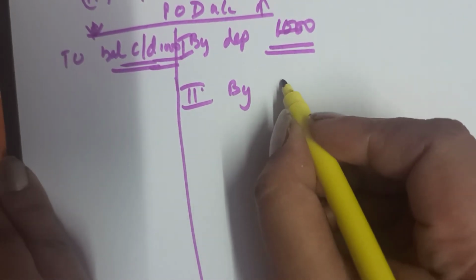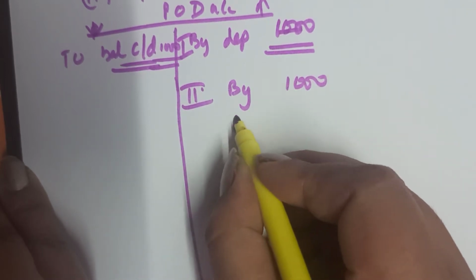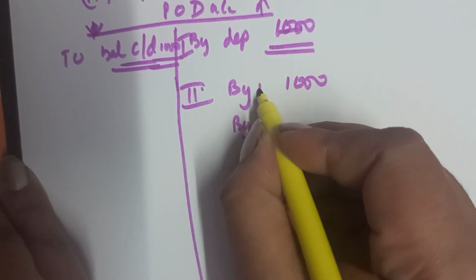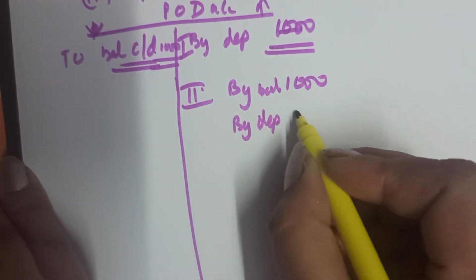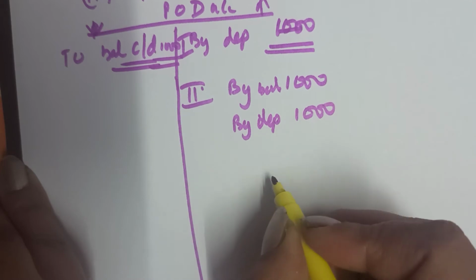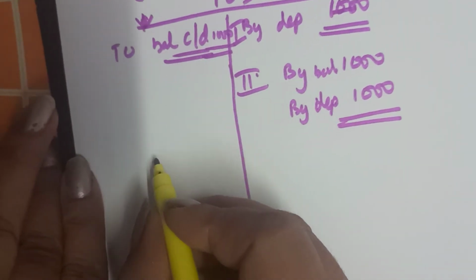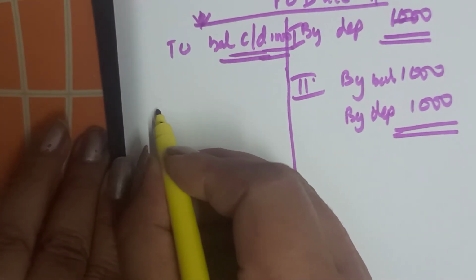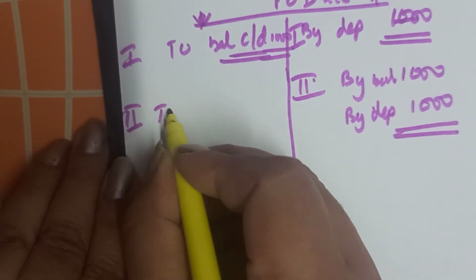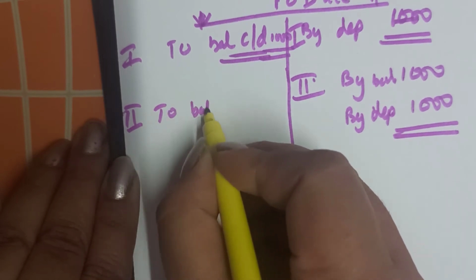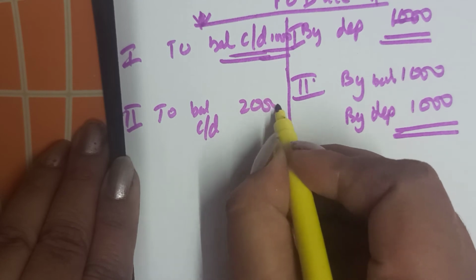So by now we have saved rupees 1000. This year also we will save rupees 1000. This is by balance, and by depreciation, this year's depreciation again will save rupees 1000. We save 1000 for every year. So that means we have 2 years. This is for the first year, this is the second year. So we will show here to balance carried down. How much will carry down this year? By now it is 2000.